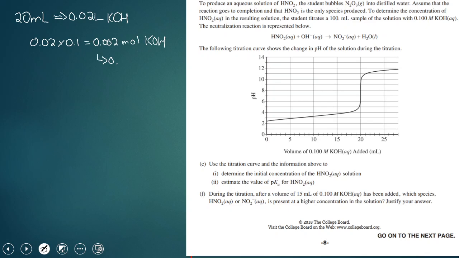So there's 0.002 moles of KOH. Because KOH breaks up into one potassium and one hydroxide ion, there's an equal number of moles of both, so there's 0.002 moles of hydroxide. If we consider the stoichiometry, for every one hydroxide we have one HNO2, or nitrous acid. So based on that, we have 0.002 moles of HNO2. This is by stoichiometry.